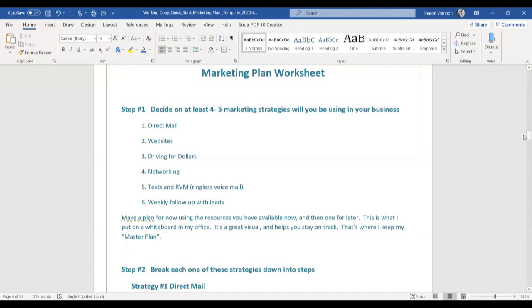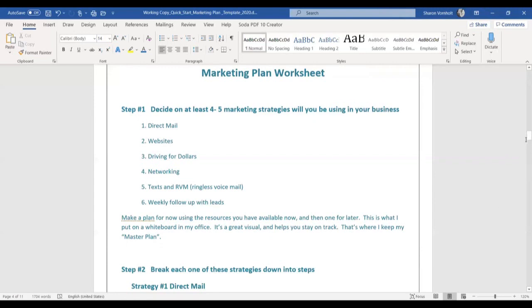And the way I like to do this is with a whiteboard in my office. I'm a very visual person. This is a great visual, and it will help you stay on track. And that's where I keep my master plan. Now, certainly I have a marketing plan, but I like to look at my board and say, okay, this is where I thought I would be right now, and here's where I am. What can I change? What should I do a little bit differently? So that's where that comes into play.